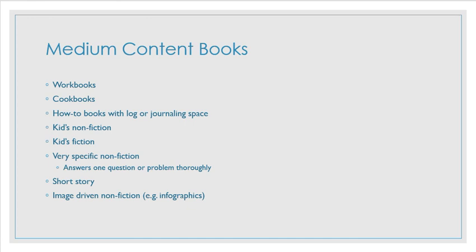Something like how to make beer at home might be a good option for a book like this. So tell them how to do it, and then give them room to document the process, what they learned with each attempt. Kids nonfiction can also be medium content. So again, starting second grade and older, you can write even the same nonfiction book for different age groups, just adding more and more detail each time.